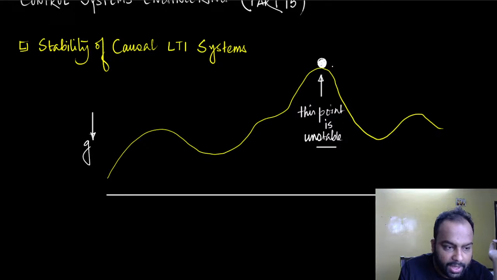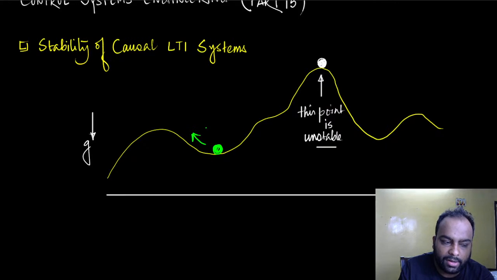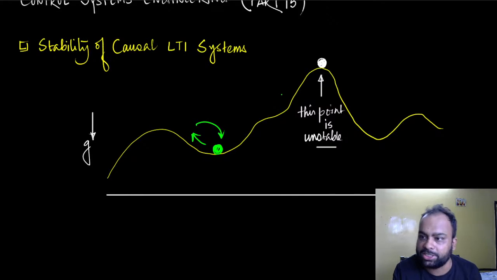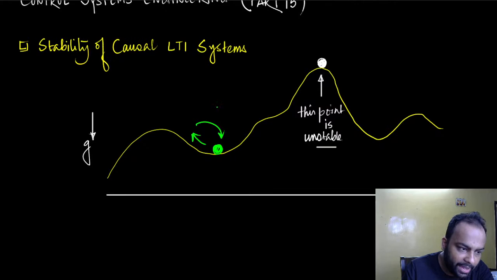Now what if I have an object sitting right here? If I just gently push it in this direction, what will happen? It will come back to this position. It will essentially oscillate and come back. I am assuming that there is friction here. This is a mountain after all, so there would be friction. So this is going to come back.